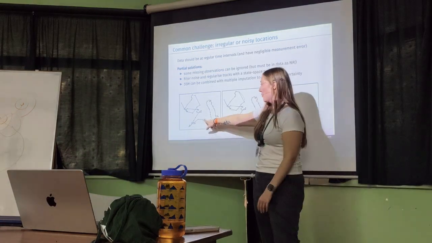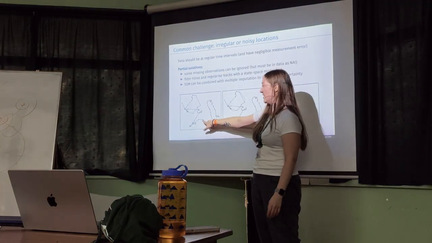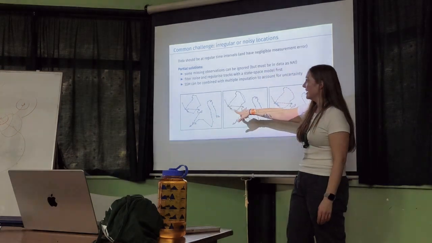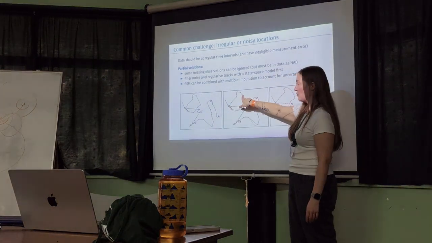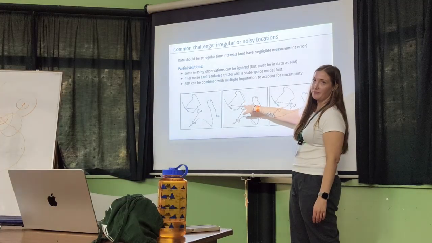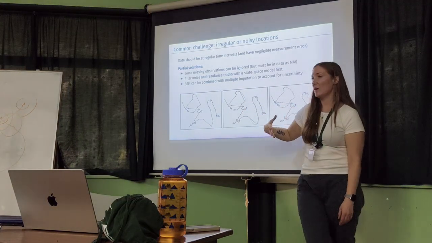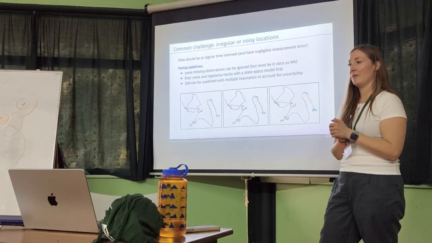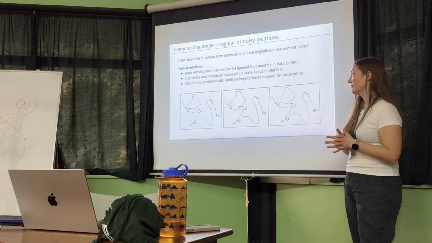So this is a track where we have a bunch of missing observations. So we have these funny looking, huge gaps. And a state space model will basically give us a way to predict locations over that gap. And then we can use that regularized track in the HMM to define our behaviors.